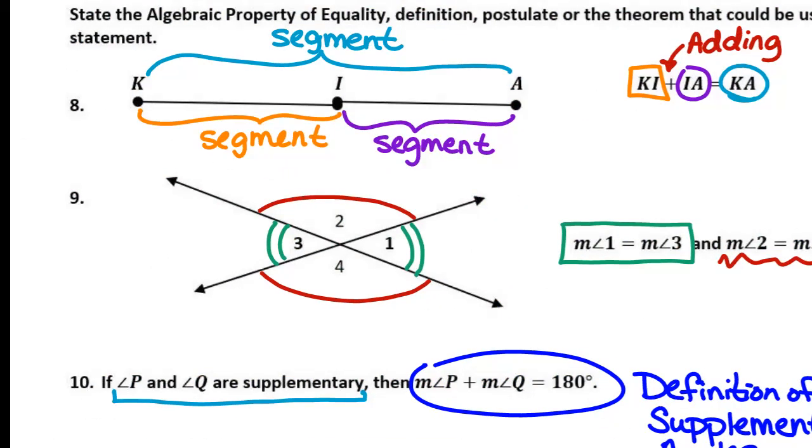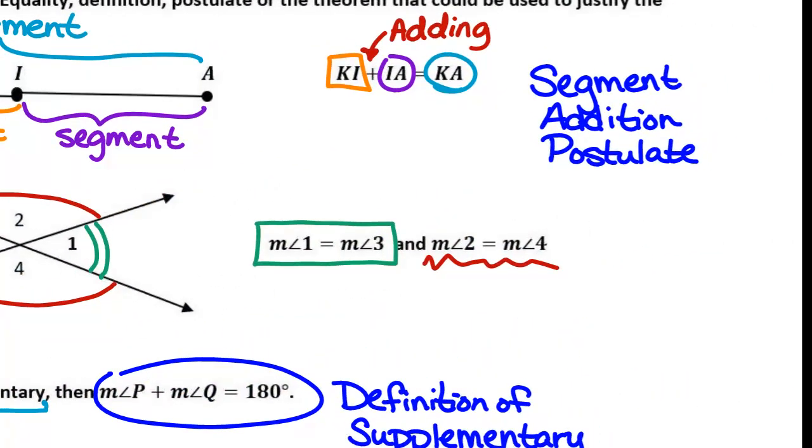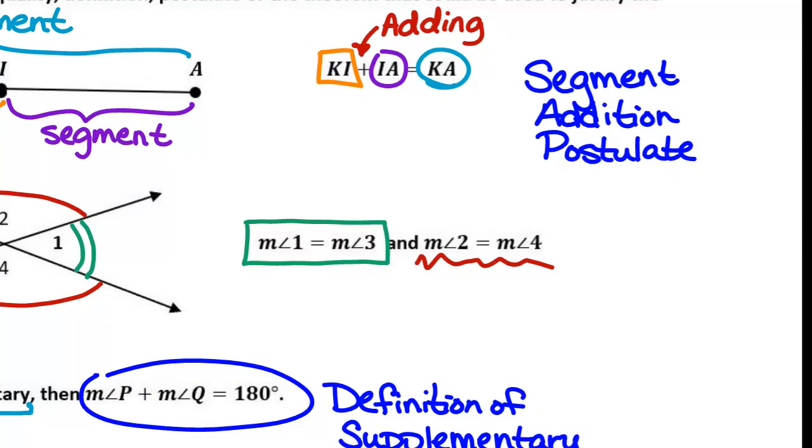What type of angles are 1 and 3, 2 and 4? They are vertical angles. So what could I use? Just saying these are vertical angles, that would be the definition of vertical angles. Here I'm saying something about their relationship to each other. What allows me to talk about the relationship between vertical angles? Vertical angle theorem.